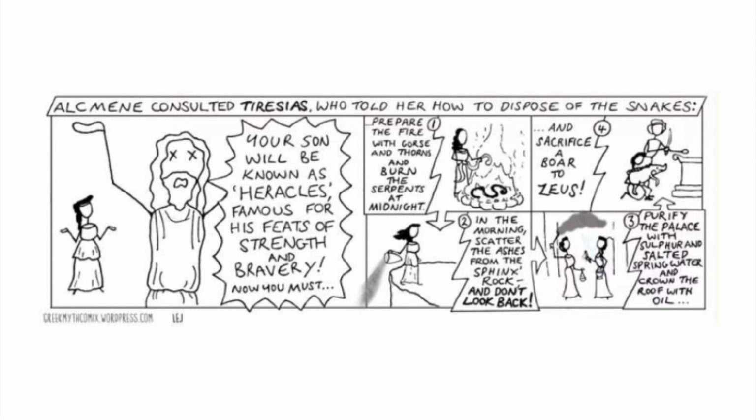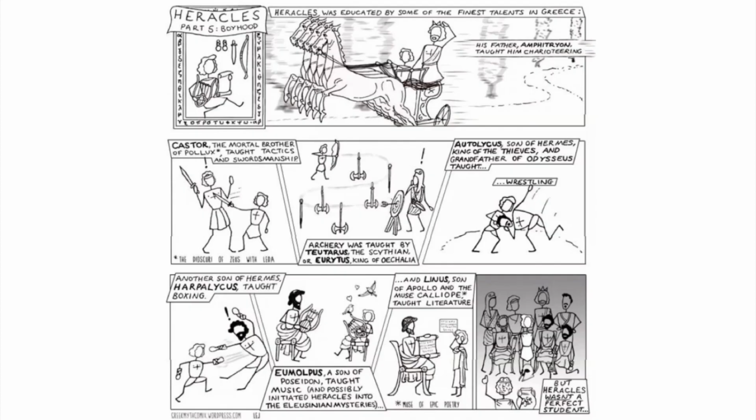Alcmene consulted Tiresias, who we heard about before, because she's a bit worried now. Things are happening that are somewhat out of control. And this is in some versions where he says, in fact, Hera sent these snakes and your boy killed the snakes, and so now your son will be known as Heracles, famous for his feats of strength and bravery. And he gives her a four-point plan for disposing of the snakes in a way that's going to stop any further miasma. My goodness, that's how bad this situation has got, that it needs that much purification. Heracles grows up and he is educated by some of the finest talents in Greece. Don't ask what happens to his brother.